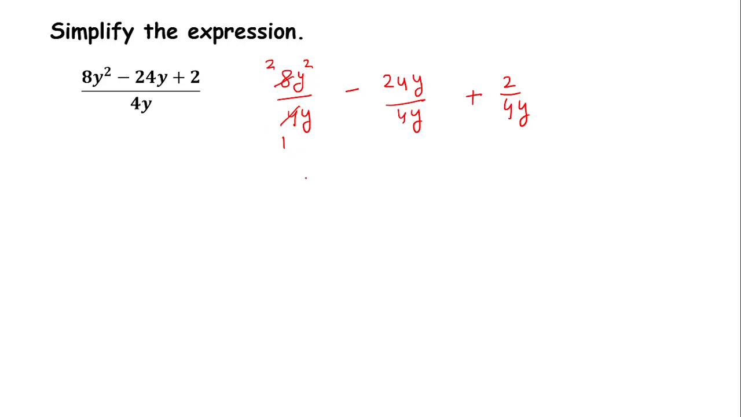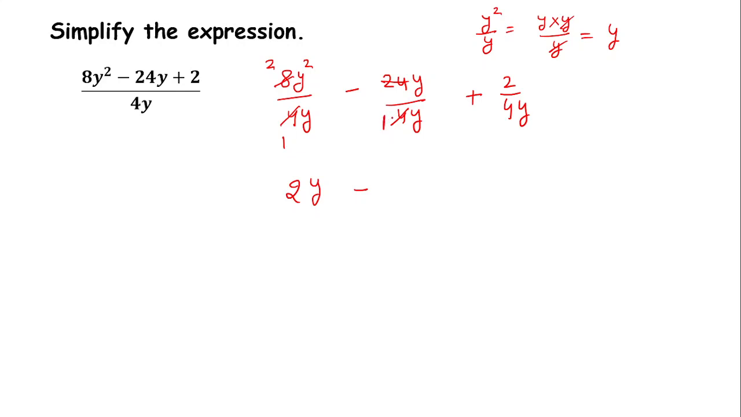Y square over y. See, my dear, if we have y square over y, then how can you simplify this? Y times y is y square, and over y, one y got cancelled, only y is left. So in this first part, we are left with 2 upon 1 is 2, and y square upon y is y only. Next one. 4 and 24 both are divisible by 4.